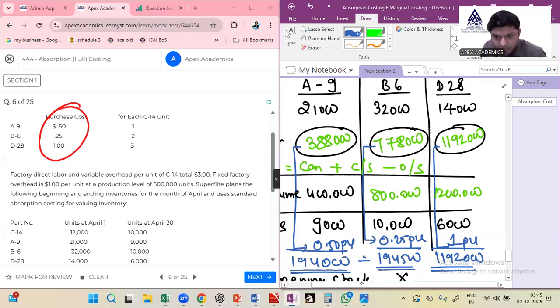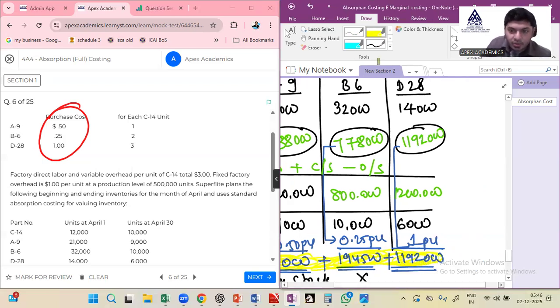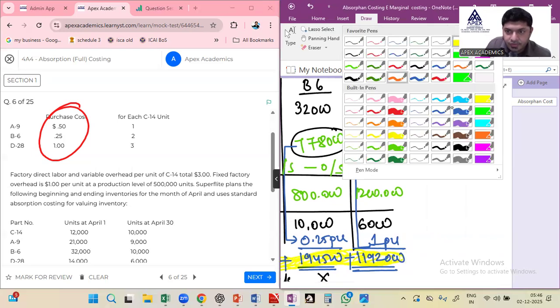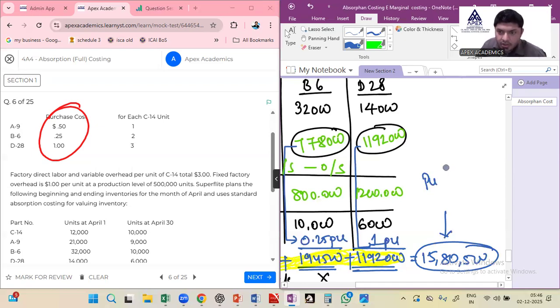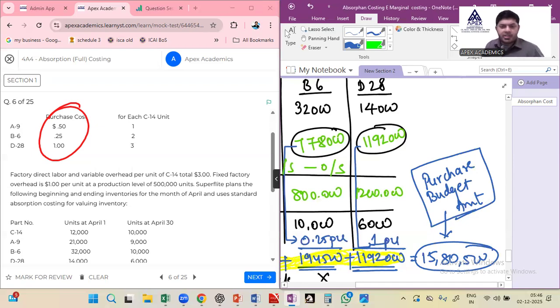So, what is my total cost going to be? It's 1,94,000 plus 1,94,500 plus 11,92,000. Let's quickly highlight this. This is going to be your total purchase, and the sum total of this is equal to, if you can quickly do it on your calculators, you will get the answer as 15,80,500. This is your purchase budget amount.